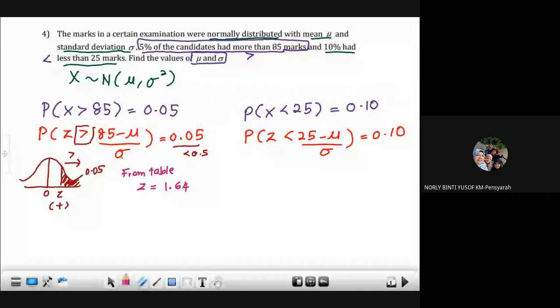85 minus mean divided by standard deviation. So you have to equate it, so that you can solve for the value of the mean and the standard deviation. So 85 minus mean over standard deviation equals 1.64. Multiply up, and you will get 85 minus mean equals 1.64 standard deviation. So that is the first equation.